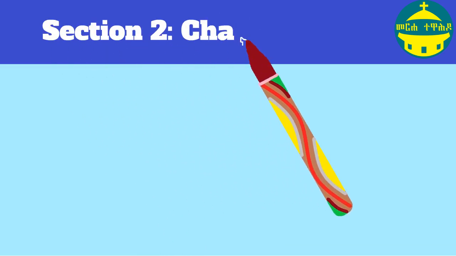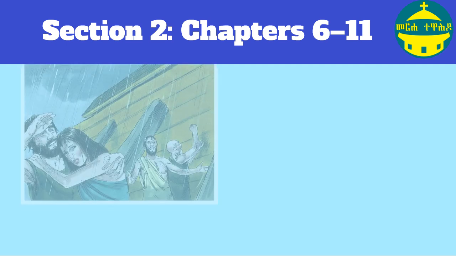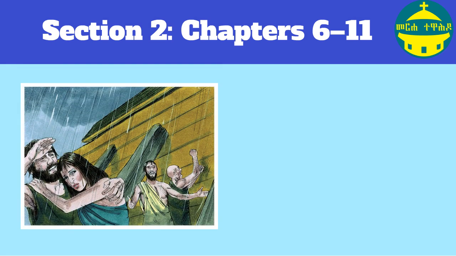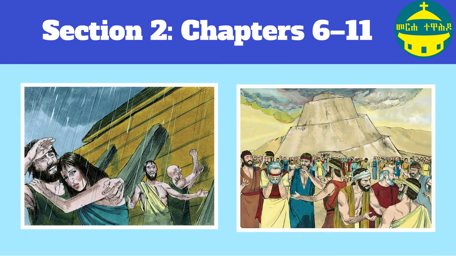Section 2, chapters 6 to 11. These chapters also tell the story of the increasing sin of mankind and the fact that God spared only Noah and his family and destroyed the rest with a flood. It also tells the story of the Tower of Babel, illustrating how human pride and rebellion led God to confuse their languages, scattering them across the earth.